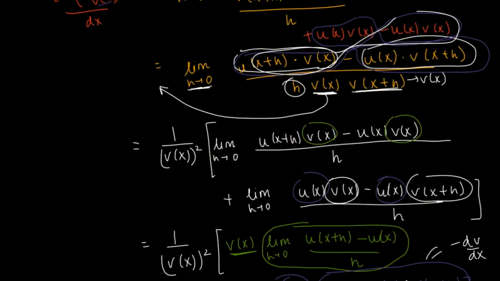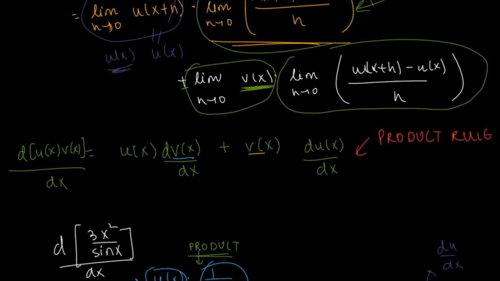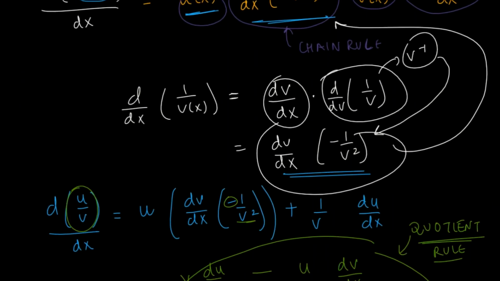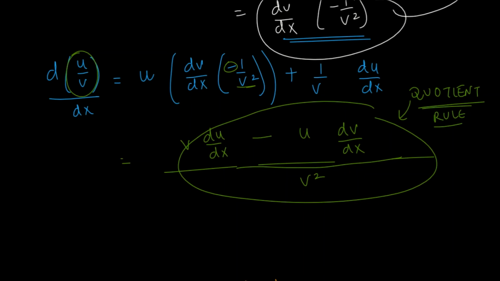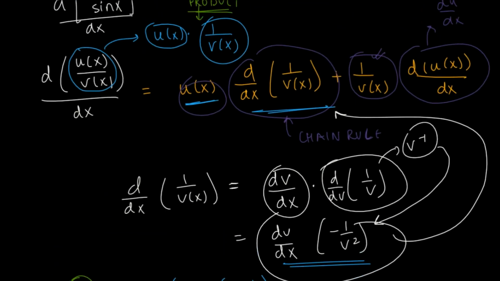So hopefully this video has convinced you that the product rule and the quotient rule are indeed legitimate, and they can be proved with relatively easy mathematical proof techniques.